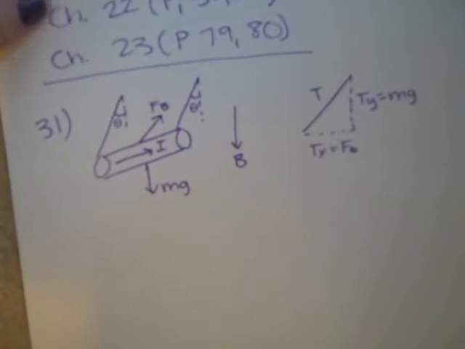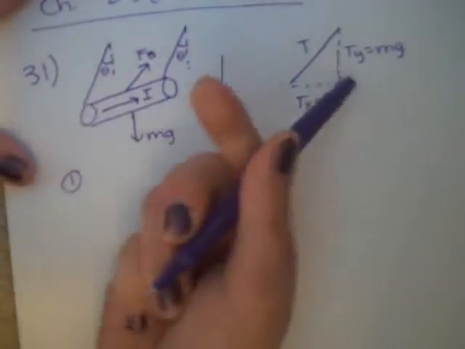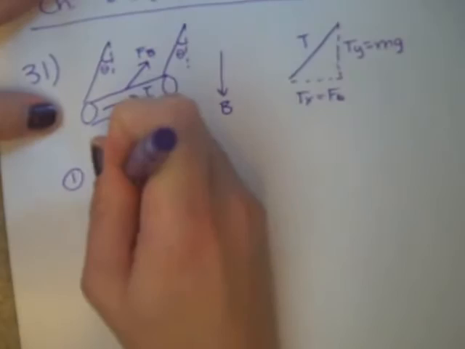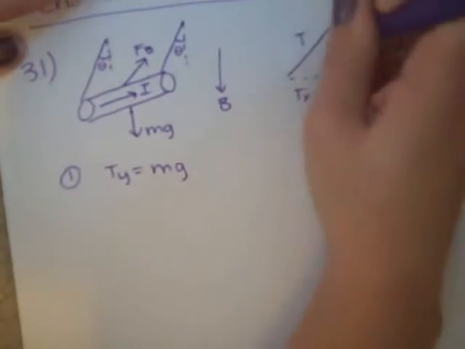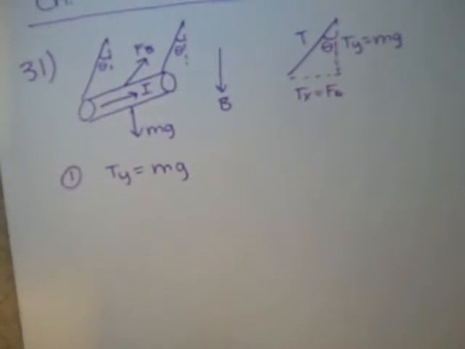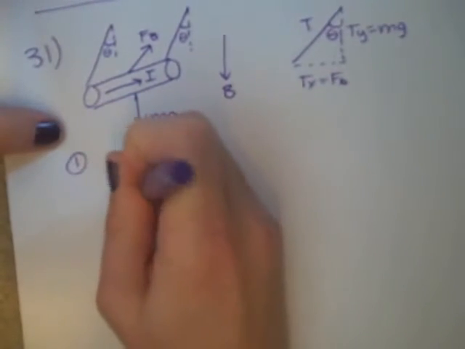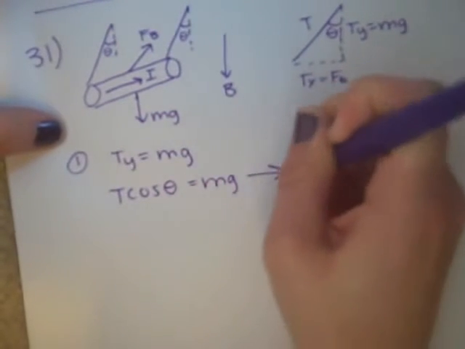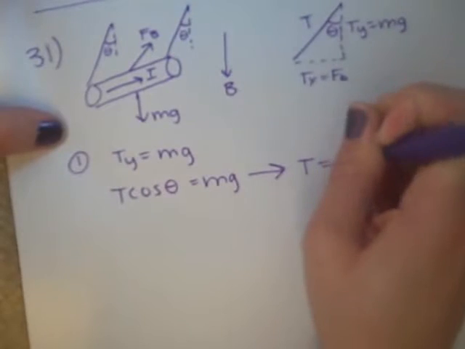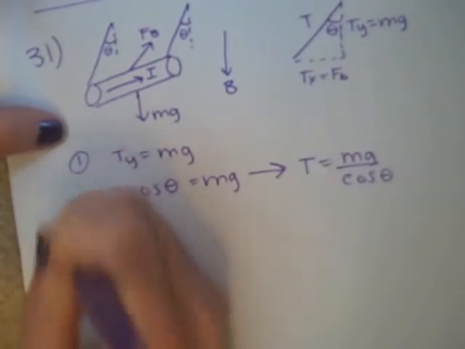So in order to find the angle, the first step that you need to do is use this Y side and say tension in the Y is equal to M times G. And then knowing that this angle right here is theta, you can say that T times the cosine of theta is equal to M times G. And therefore you get tension to be equal to mg divided by the cosine of theta.